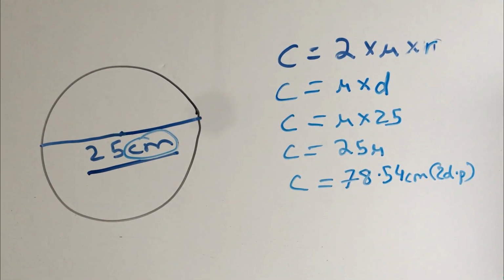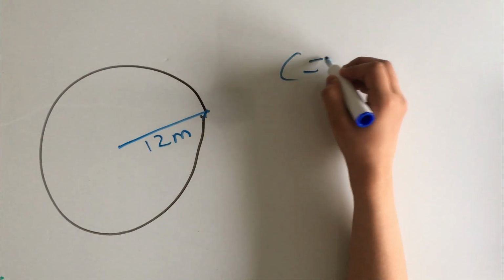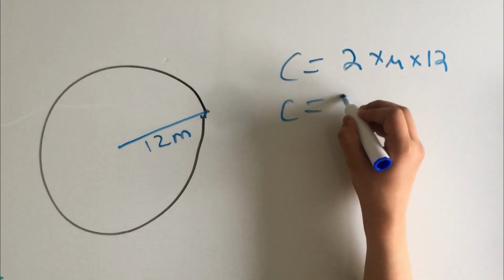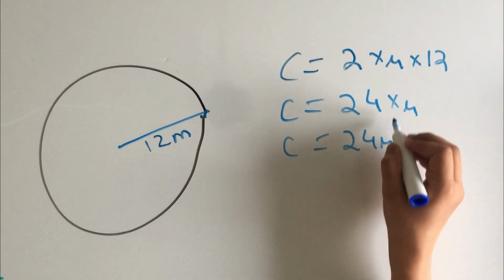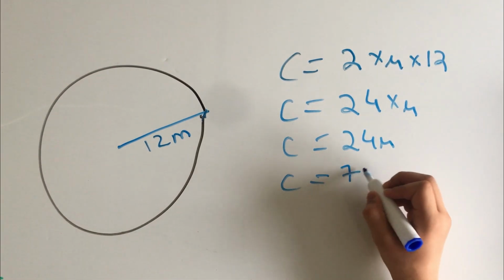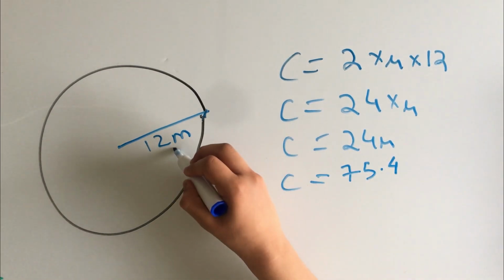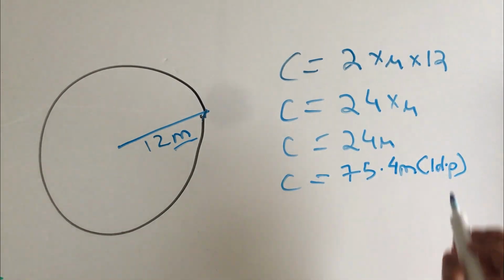And that's our answer. So here's our next example with the radius being 12 meters. So let's substitute that in our formula. C equals 2 times pi times 12. So C would give us 24 times pi. C is 24 pi. You can just remove the multiplication sign, and the answer would give us 24 multiplied by pi. The answer is 75.4. The units are meters, so meters to 1 dp. And that's our answer.